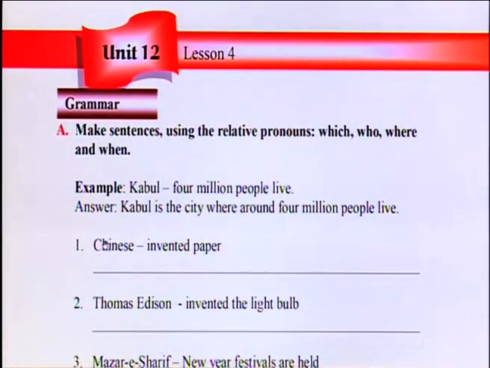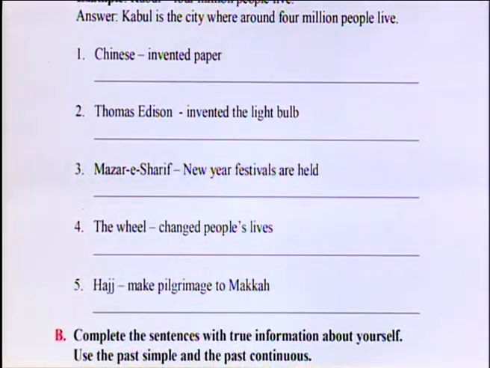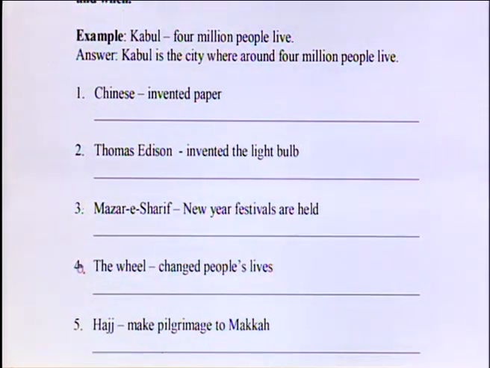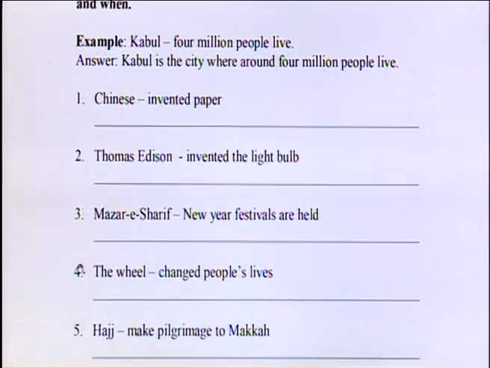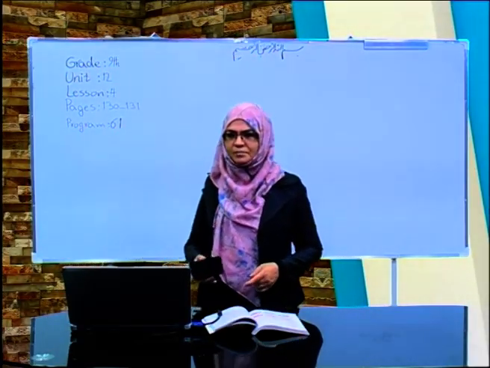We have 1, 2, 3, 4, 5 parts here, 5 sentences, and you have to make a sentence with the relative pronouns. You have to select from these relative pronouns. Let's see the first one and practice it together, okay? Chinese invented paper. How can I write a sentence with this one? Let's go to the board and practice it, okay?